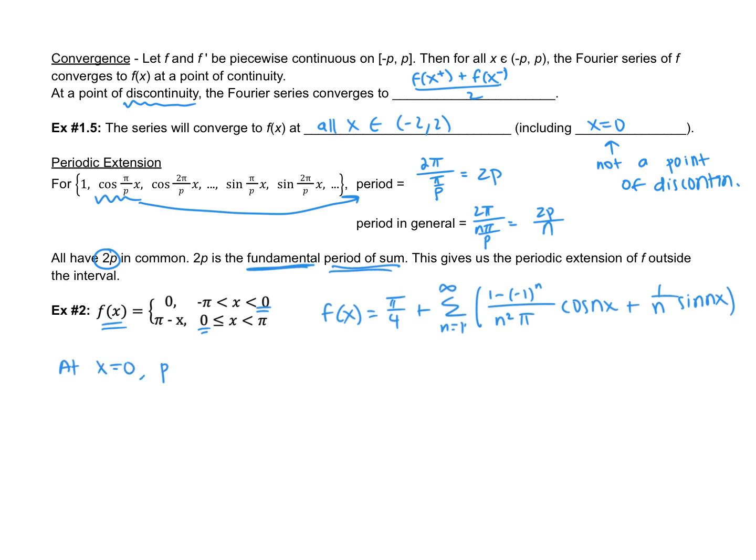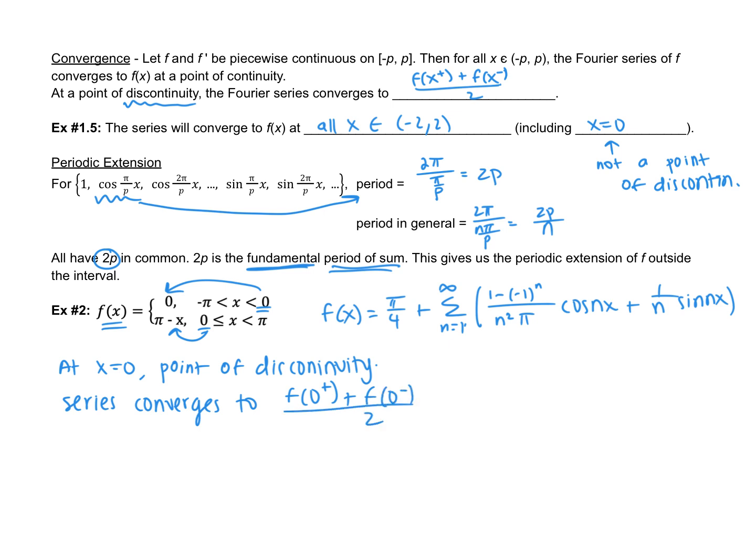So at x equals 0, we notice when we plug in from one side, we get 0. From the other side, we get pi. So at x equals 0, we do have a point of discontinuity. So of course, we're going to know what happens at x equals 0. Our series will converge to the average of f of 0 from the right and f of 0 from the left, which in this case, from the right is pi, from the left is 0, so it will converge to pi over 2.